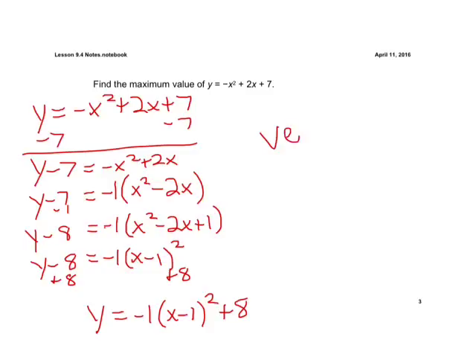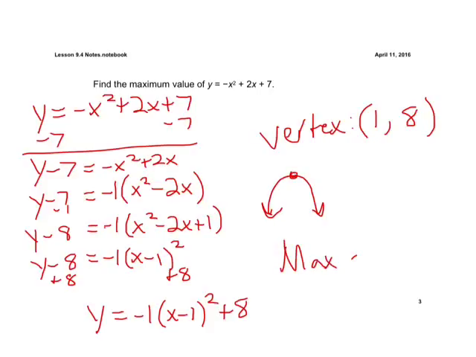So our vertex, we said, was h comma k, which in this case is negative 1, but we think opposite, so positive 1 comma 8. We see that a is negative, so our parabola opens down. So we're going to have a maximum value. So we have a maximum of our y value, which is 8.